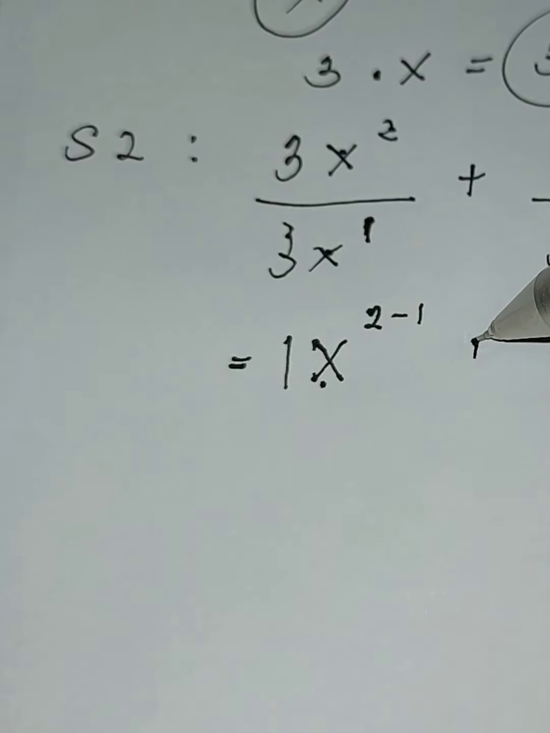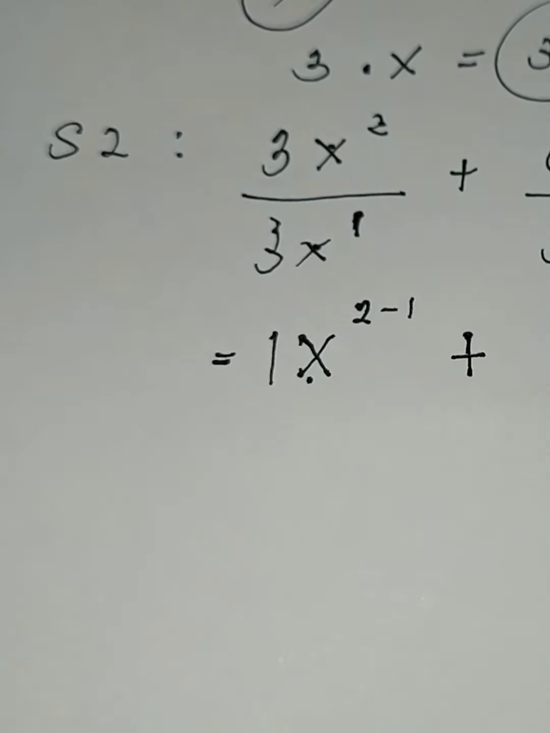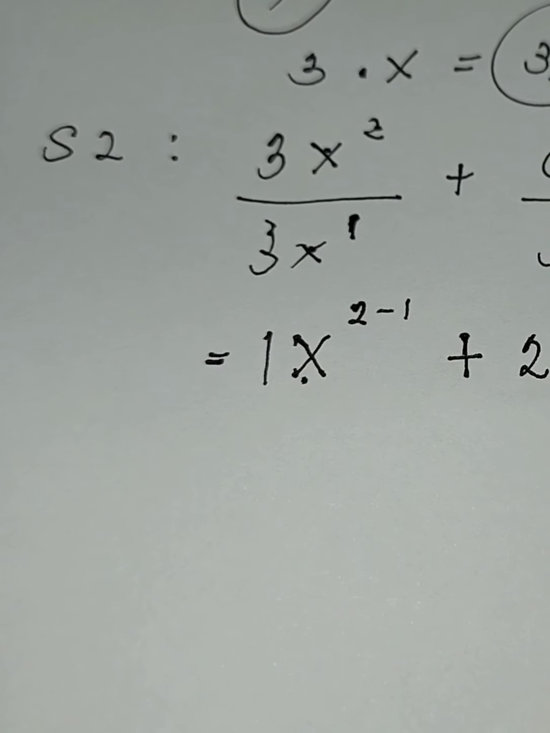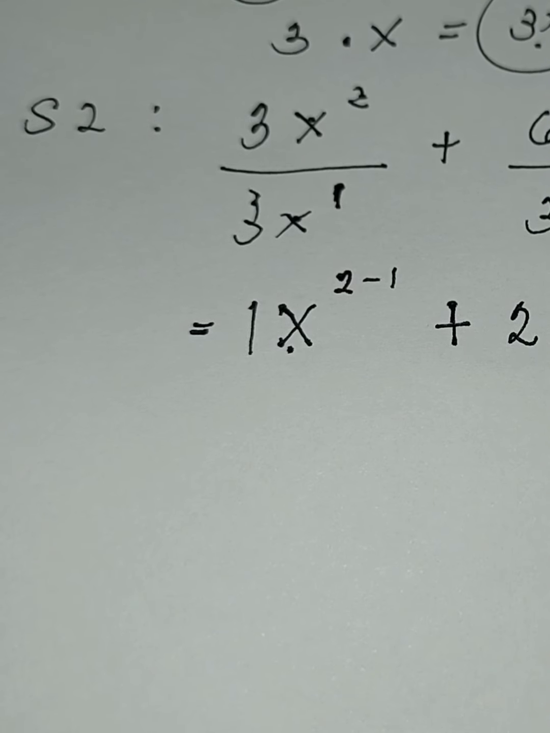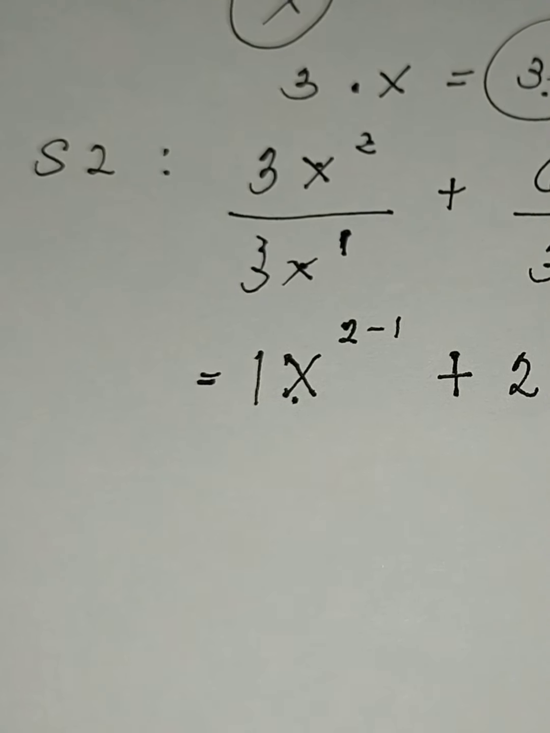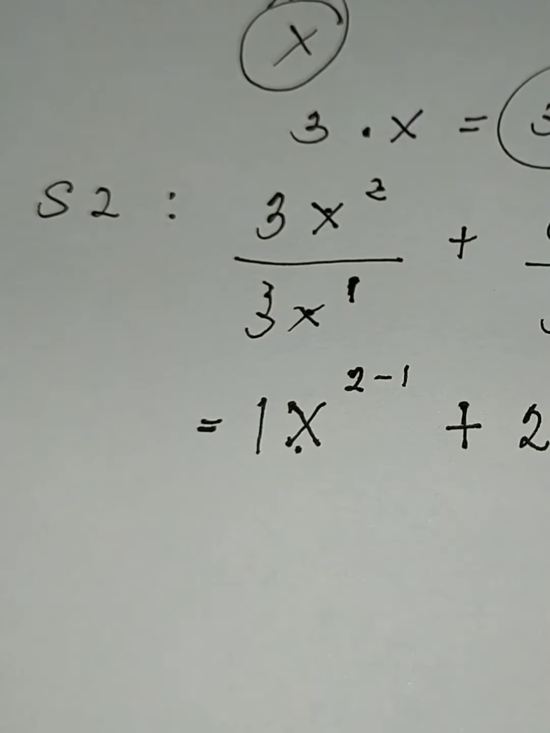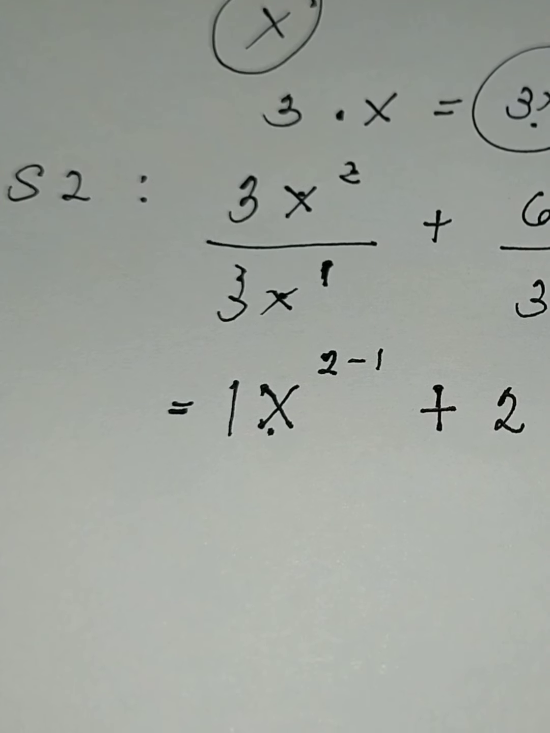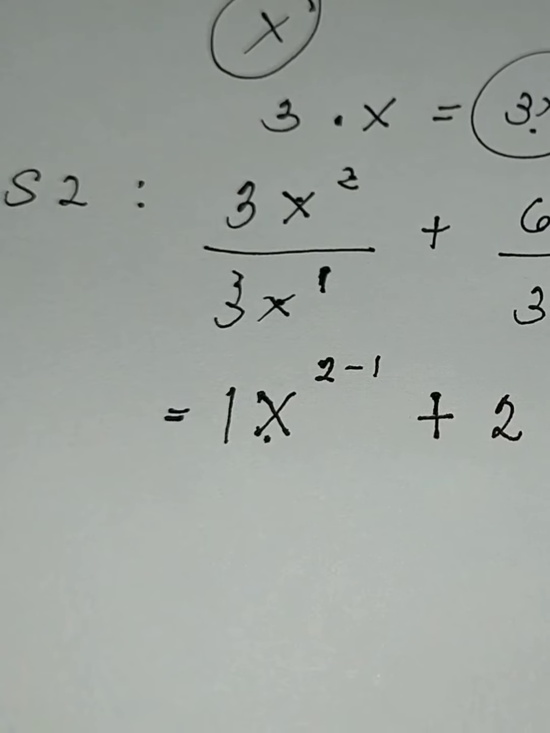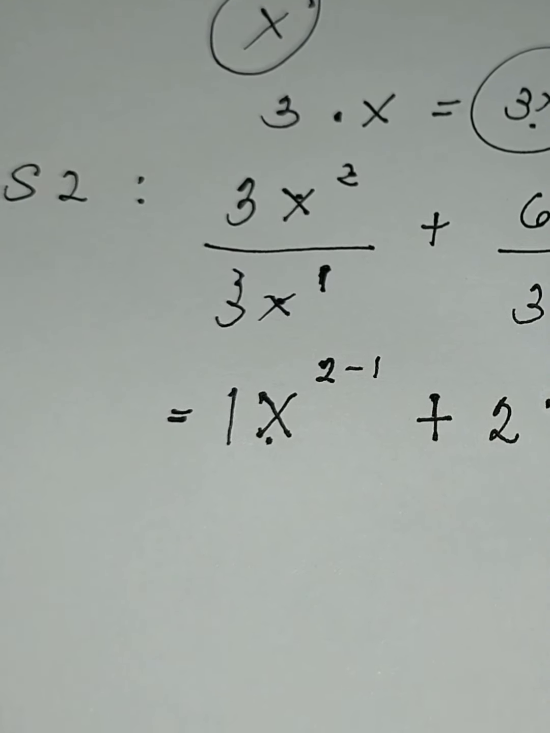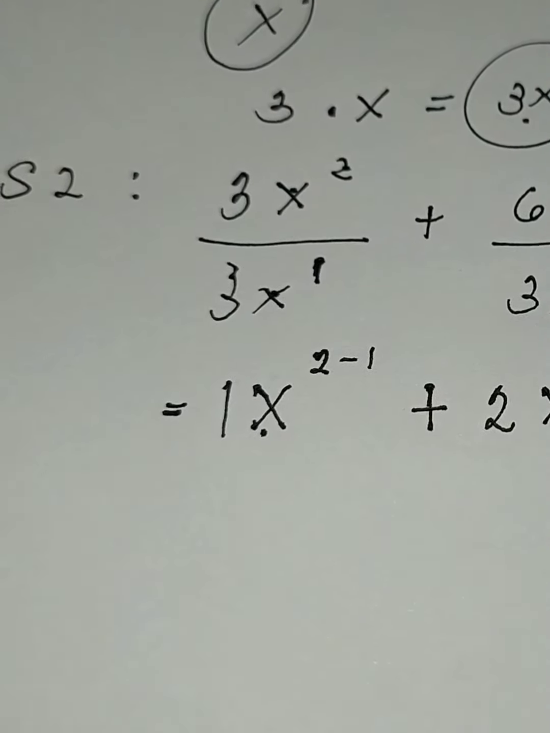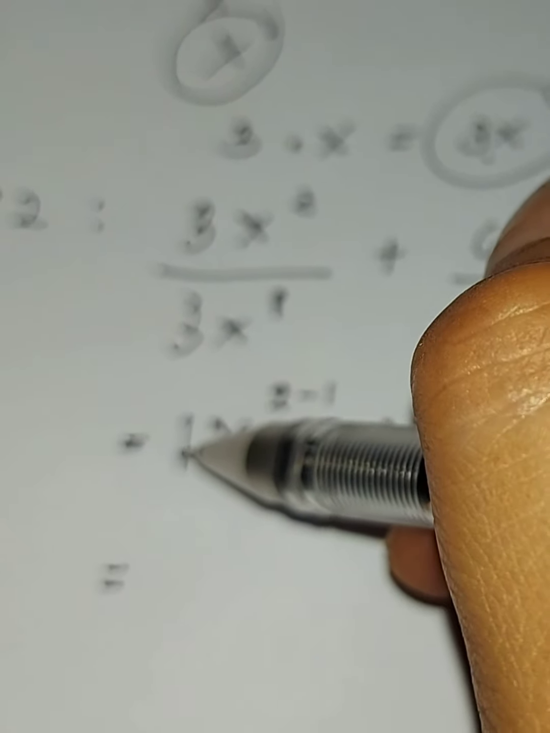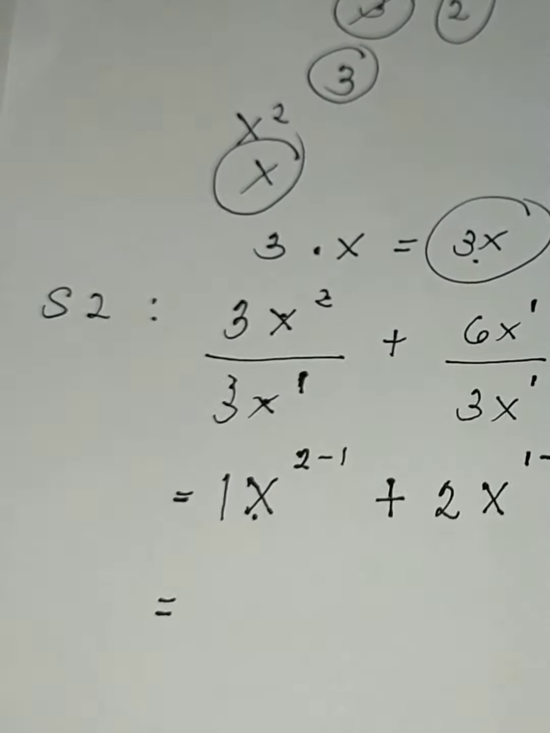Then for the second term, plus, the same way, 6 divided by 3 is 2, and x divided by x is 1. Why? Because there is an understood exponent here, 1, then 1. Copy the same base, x, 1 minus 1. Simplify. If the numerical coefficient is 1, it is okay if you will not write 1.